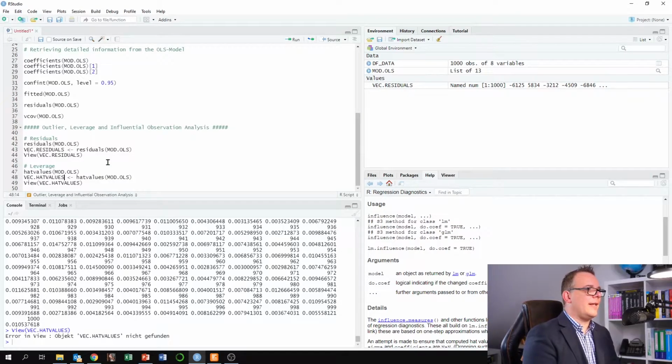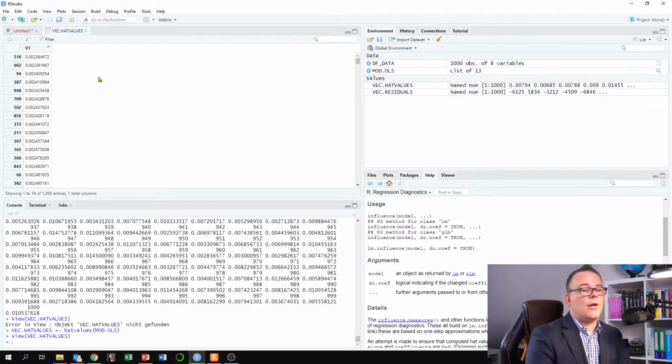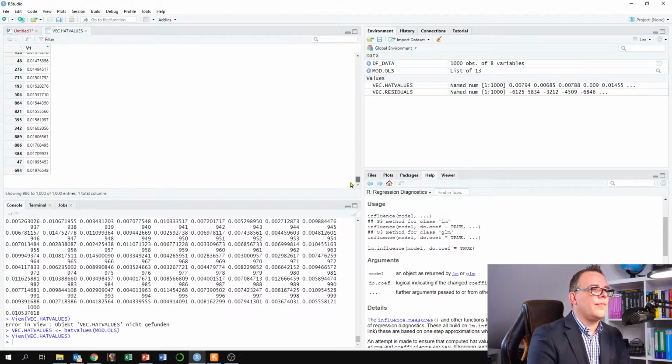And again, I use the view command. Didn't I run that line? There it is. And again, I sort those values. And now, of course, those with very, very high leverage, I just scroll down. I will find down here. And of course, I can check those if they really deteriorate or bias my OLS regression.